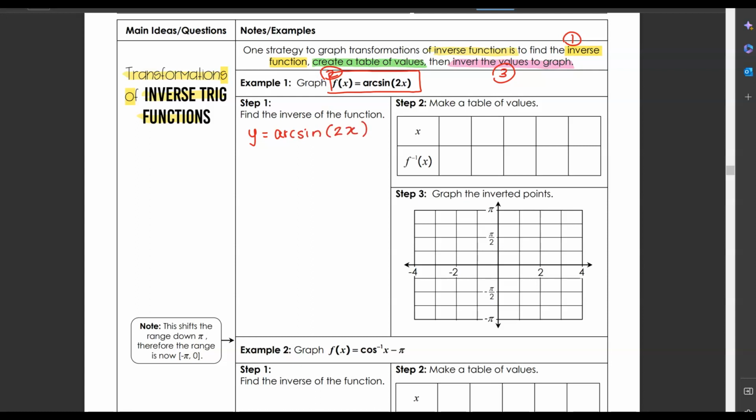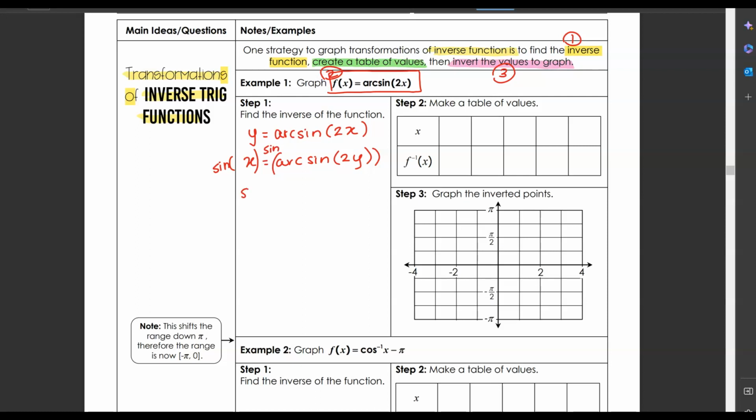Okay, and so the first thing we want to do is swap the x and the y. So we're going to get x equals arc sine of 2y. We're flipping that. And now we want to solve for y. So notice that because I have the arc sine, right, this is a function. So how do I undo the arc sine? Well, I'm not multiplying, I'm applying the sine function to both of these.